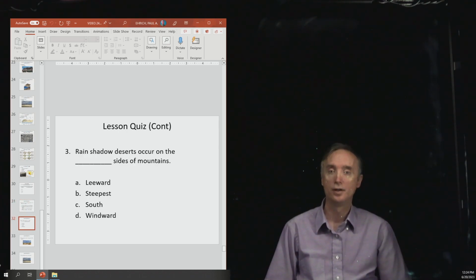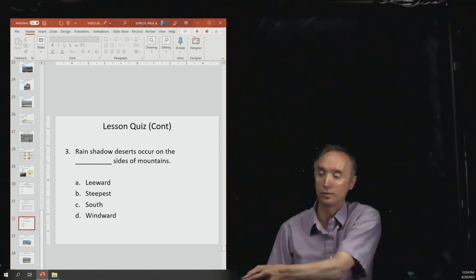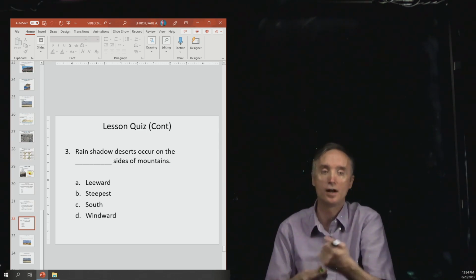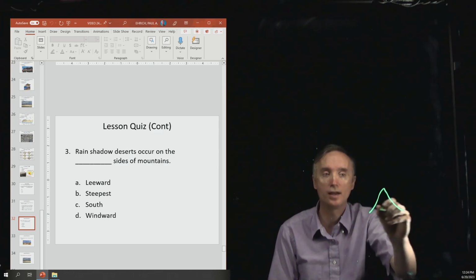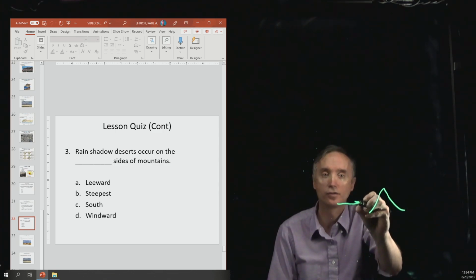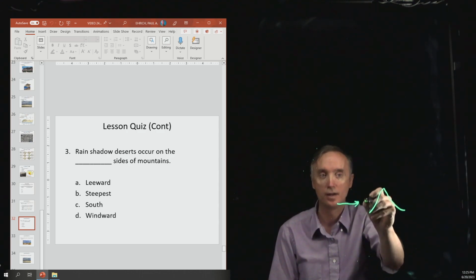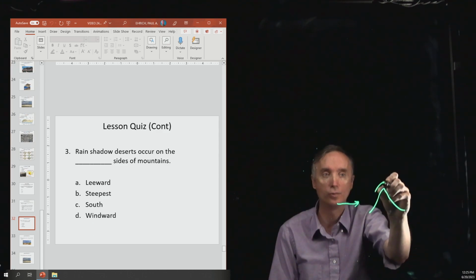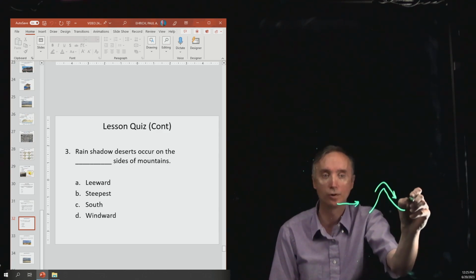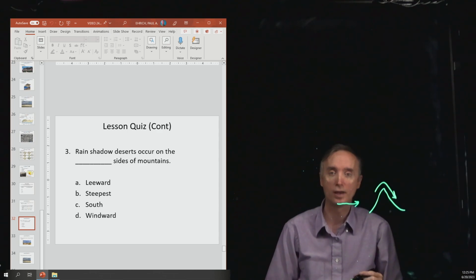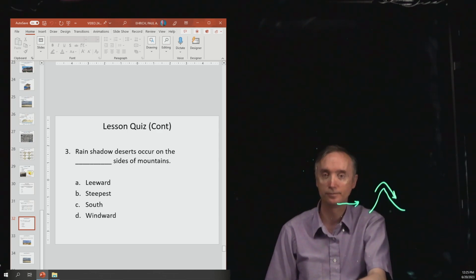Question number 3. Rain shadow deserts occur on which side of the mountain? So it's either going to be leeward or windward. So if you've got a mountain and the wind is coming from this side over here, this is the windward side. And then on this side over here, when it comes back down, this would be the leeward side. So rain shadow deserts occur on the leeward side of mountains.